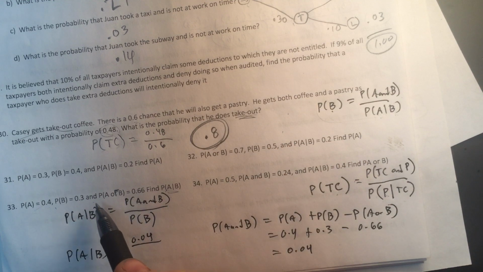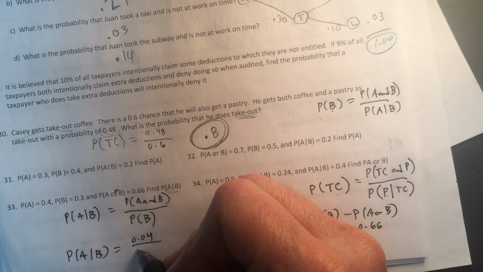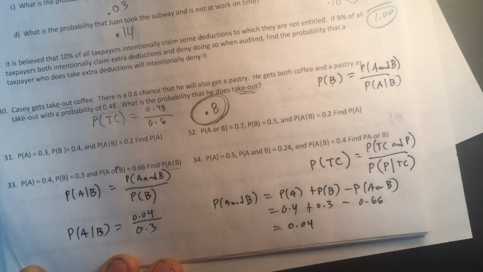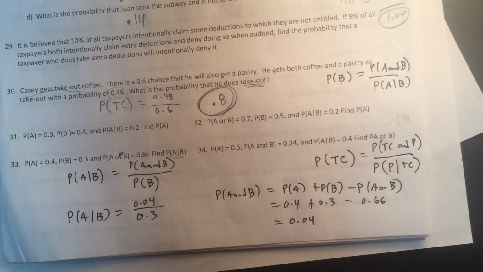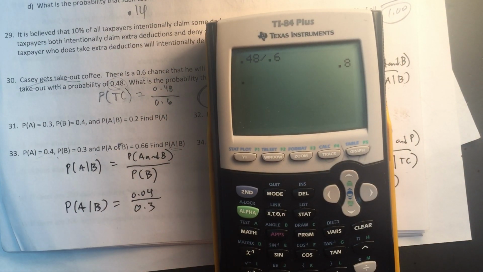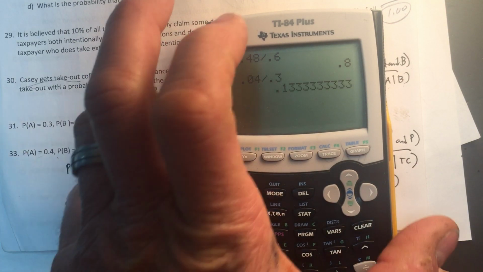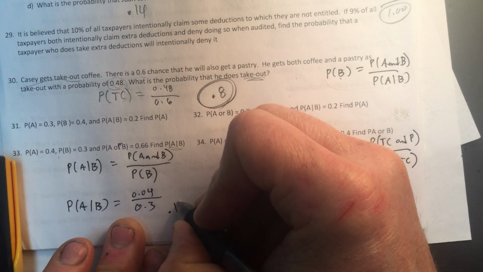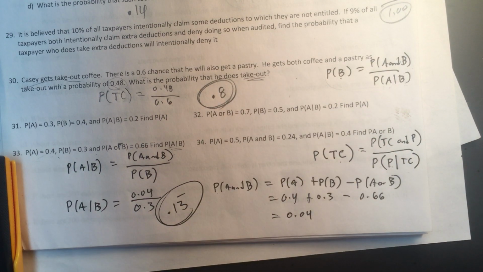There's that. Probability of B is 0.3. And there you go. You just divide those. So 0.04 divided by 0.3, and there you go. 0.13 repeating, and that's your answer.